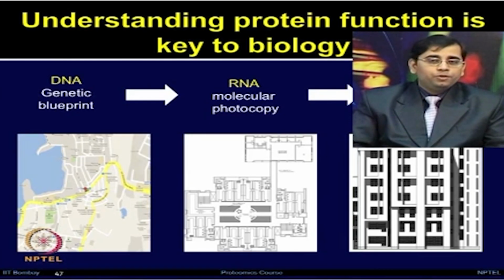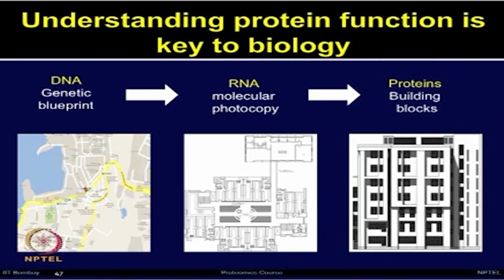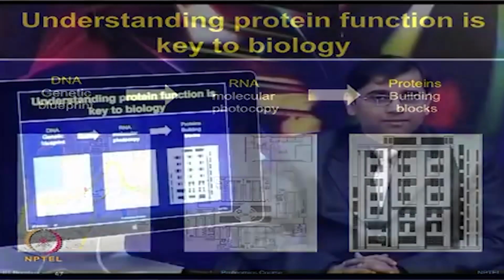Let me describe this slide, where I have shown the various biomolecules of the central dogma: DNA, RNA and protein. For example, look at the map here, where IIT is located in the Powai area. DNA is like the genetic blueprint. It contains only information. Now, if you want to make a building in this area, you have to define that area, which is like the RNA molecule, a molecular photocopy, used on the site of construction by the cell's contractors.